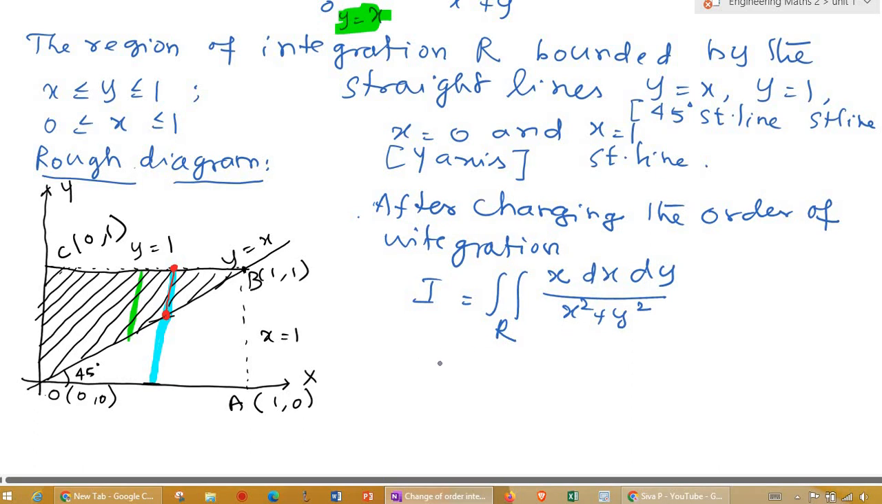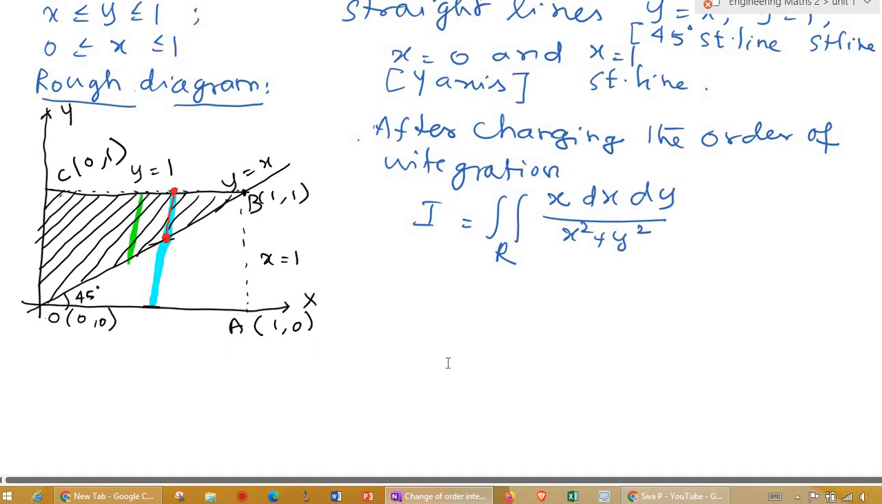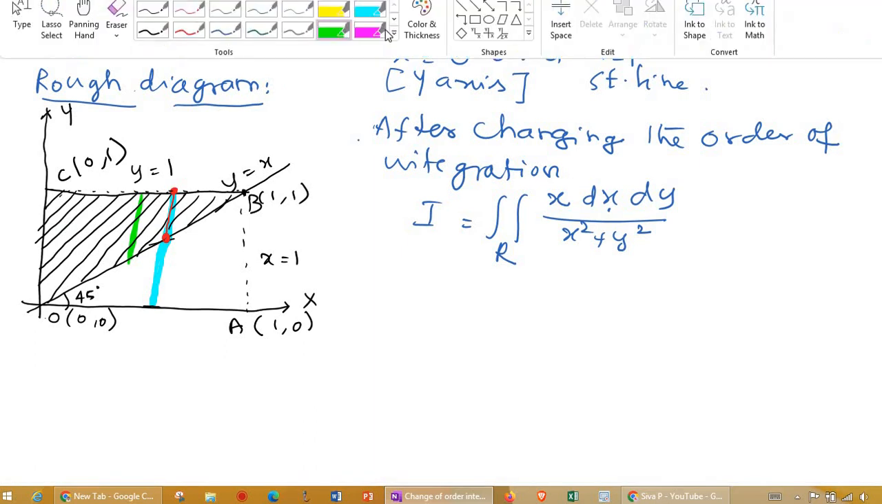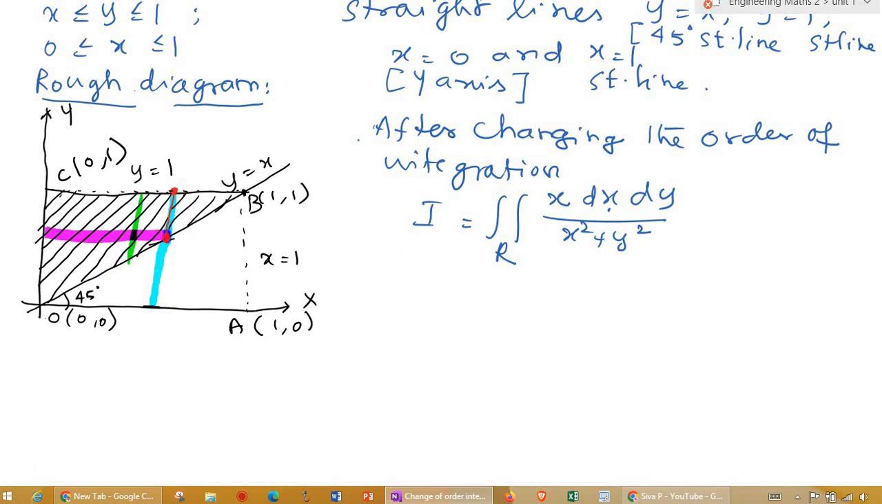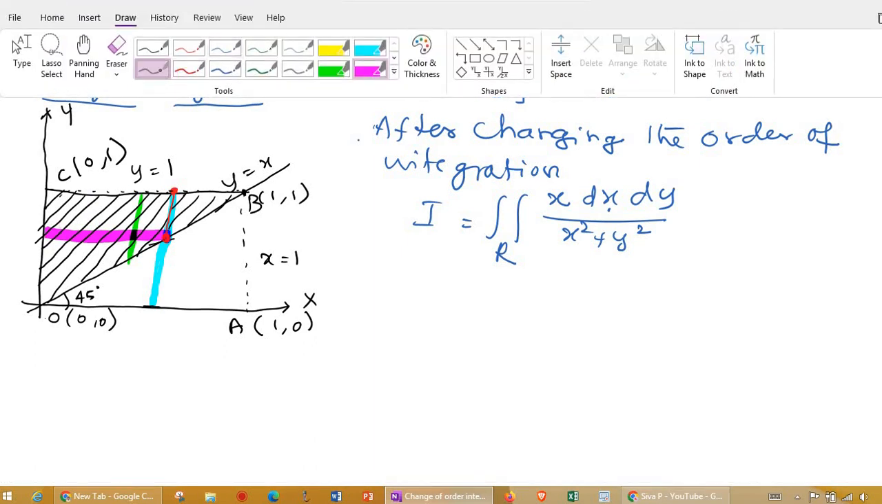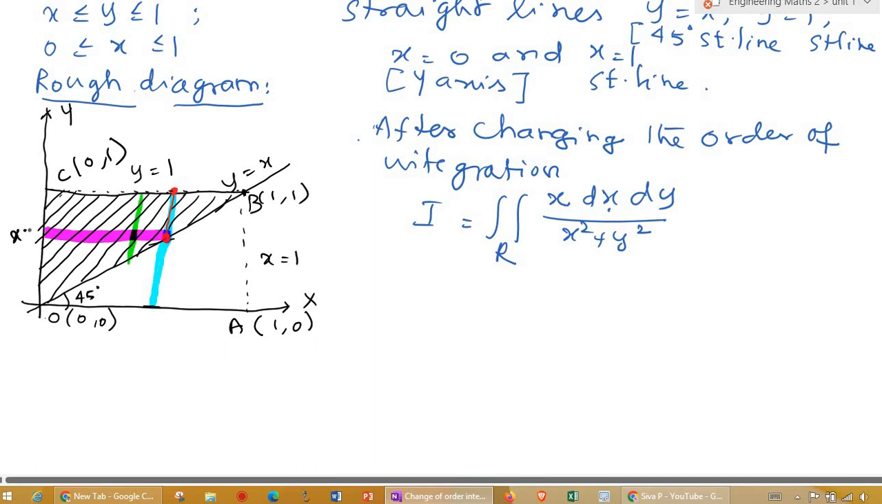Now you have to identify the limits. How to identify the limits? What is the inner integration axis? x. So you draw the parallel line to the x axis in the region. This is the parallel line to the x axis in the region. Therefore, it starts from x equal to 0, the y axis, and ends with the straight line y equal to x. So that means x equal to y.